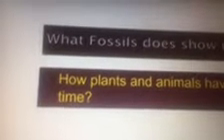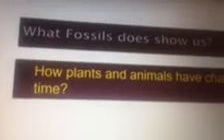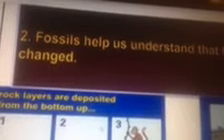What do fossils show us? Number one, how plants and animals have changed over time. The fossils show us how plants and animals have changed over time. Number two, fossils help us understand how Earth has changed.